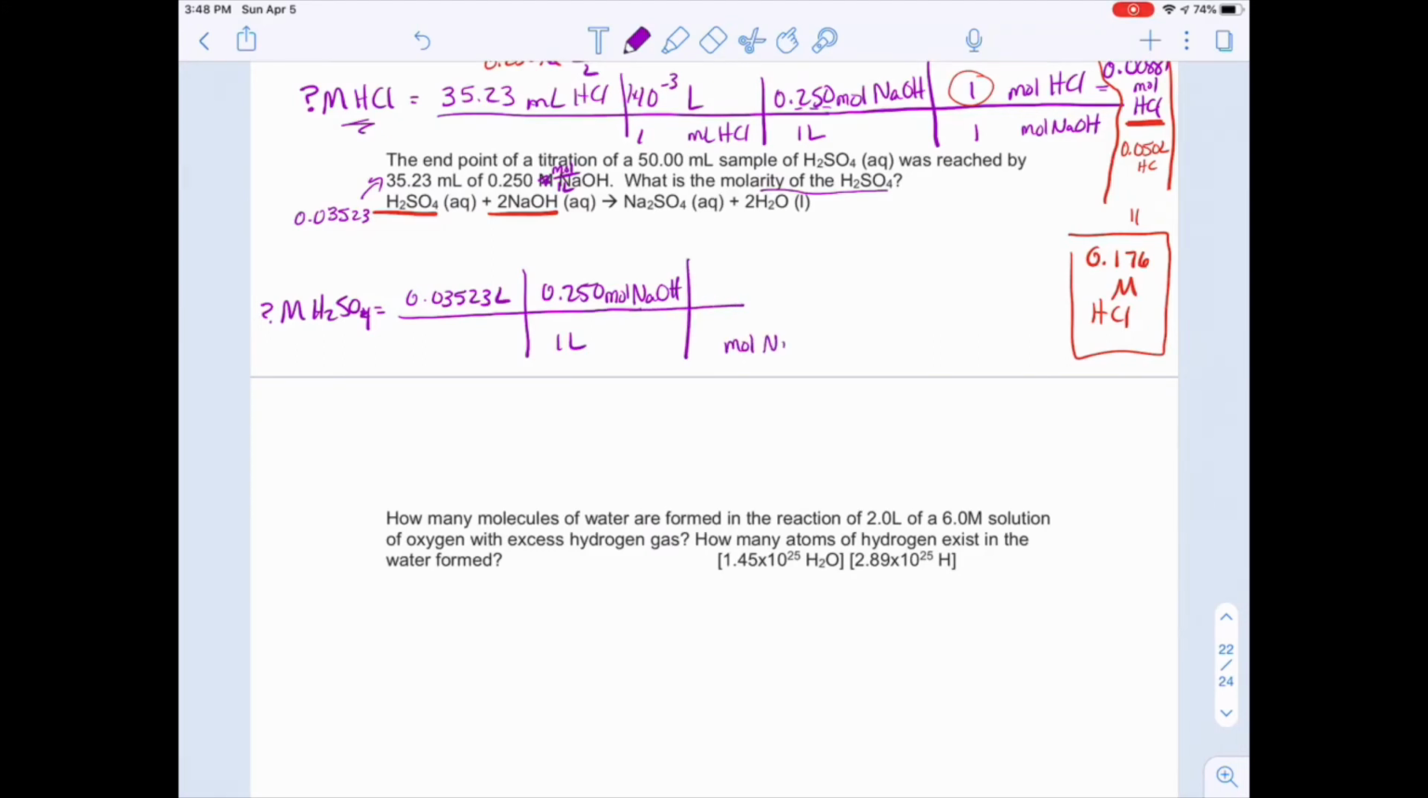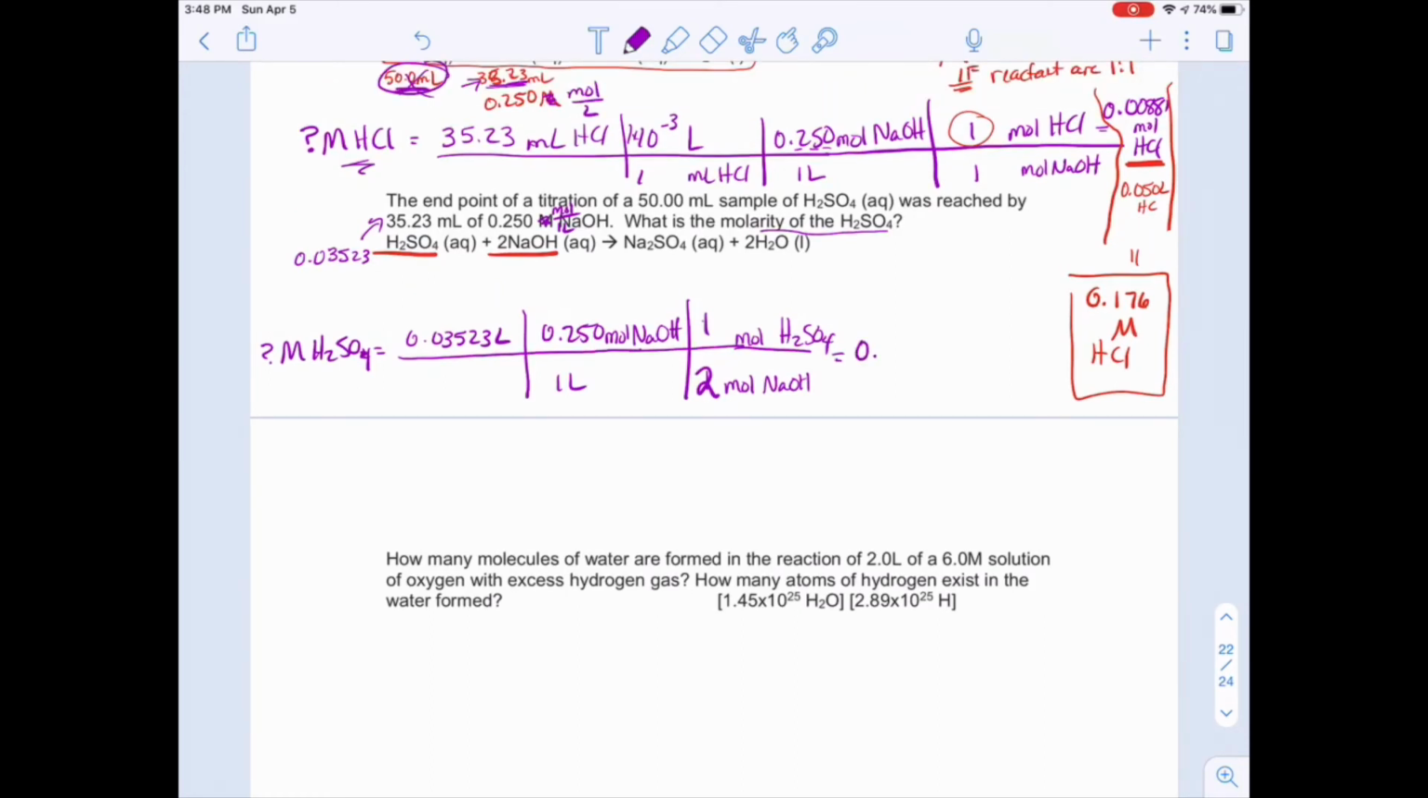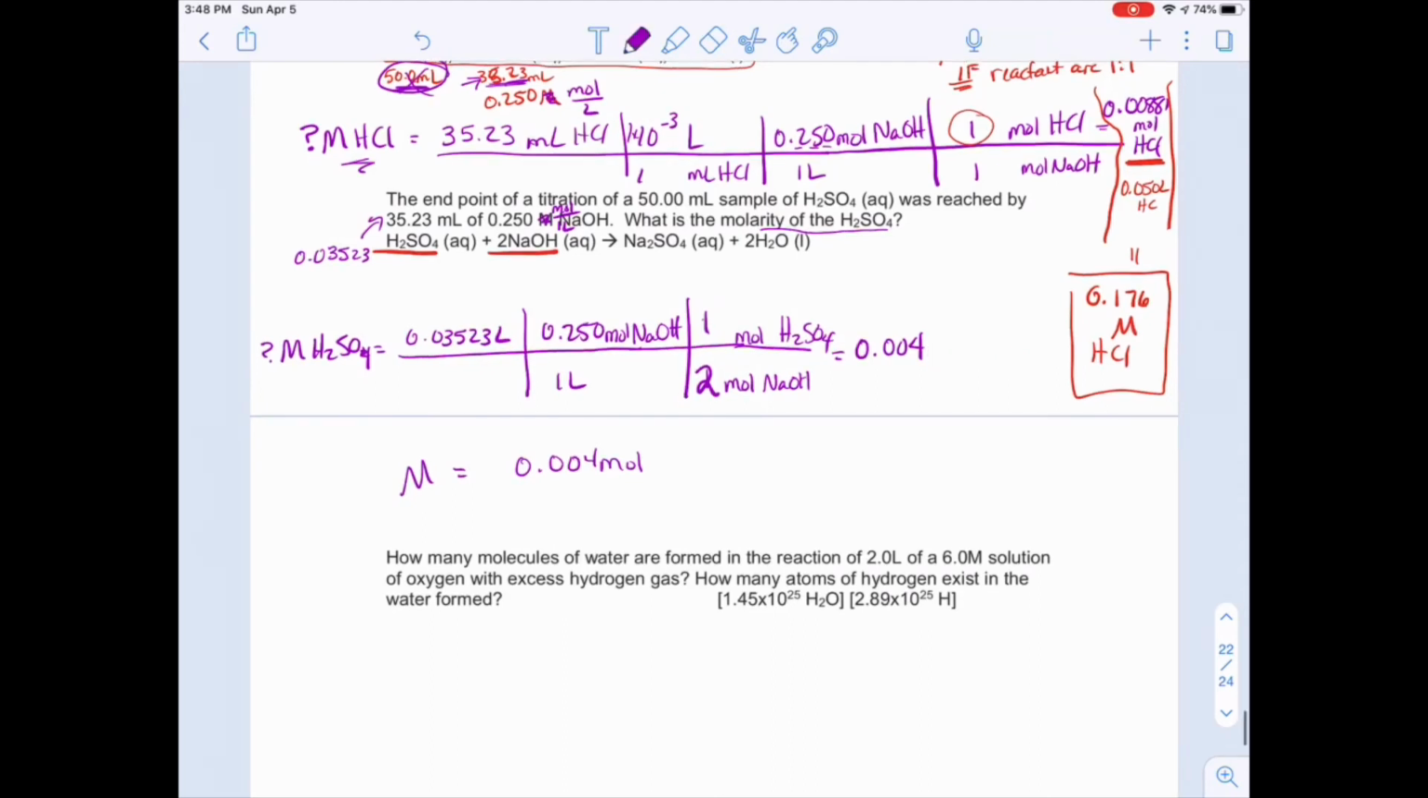Now I'm going to go from moles of NaOH into moles of H2SO4. And so this is 1 to 2. So I'm going to write down 0.004, but I should have put it with 3 sig figs because of the 0.250 moles of NaOH. You'll see me correct it in a minute. And if I want to know what the molarity is, then I say my 0.004 moles. Oh, and by the way, I should have left that to 3 sig figs. So it's actually 0.00441 moles of H2SO4.